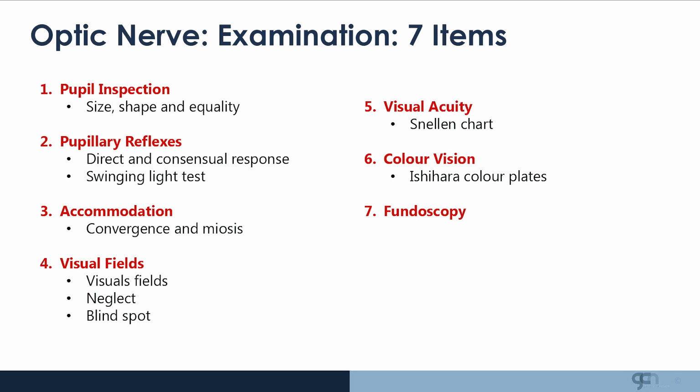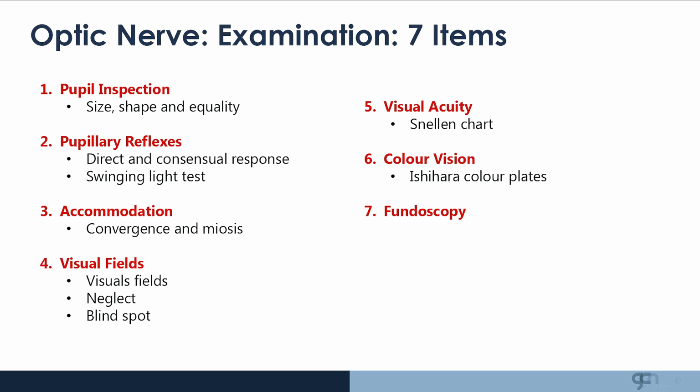Start by inspecting the pupils, assessing their size, their shape, their color, and ensuring that they are equal. Examine the pupillary reflexes by shining light into the right and left eye. Assess the direct and consensual response, and also swing the light from the left to the right sequentially to perform the swinging light test. Examine the patient's accommodation, that is, the ability of the pupils to converge and constrict when changing gaze from a distant object to a proximal or near object.